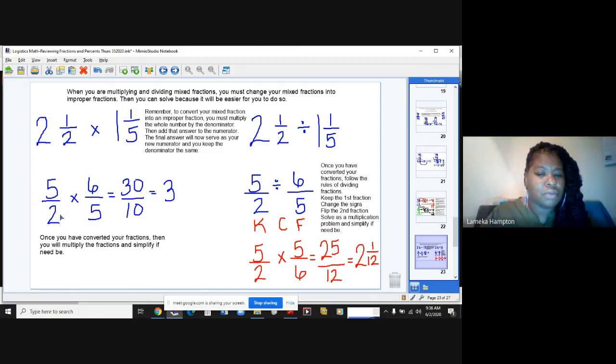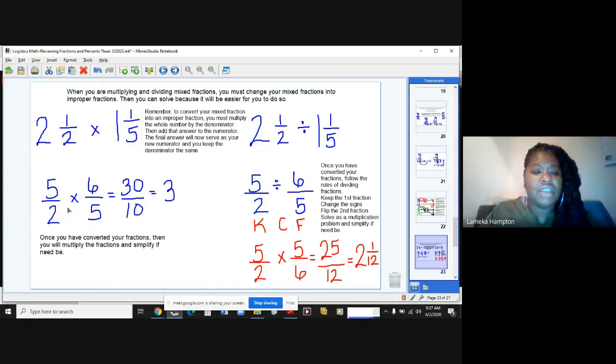So for example, I have 2 and 1/2, and that's multiplied by 1 and 1/5. I multiplied my denominator, which is 2, times my whole number 2, that gave me 4. 4 plus 1 gives me 5. So 2 and 1/2 converted would be 5/2. And that is going to be multiplied by 6/5. Again, I multiplied my 5 times my whole number 1, and then I added 5 to 1. 5 plus 1 gives me 6.